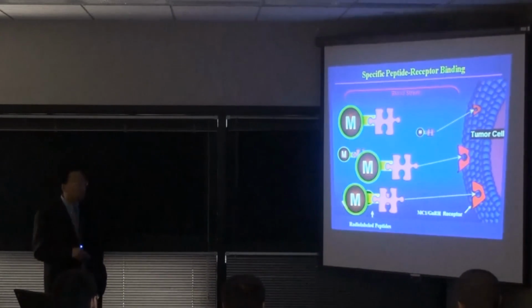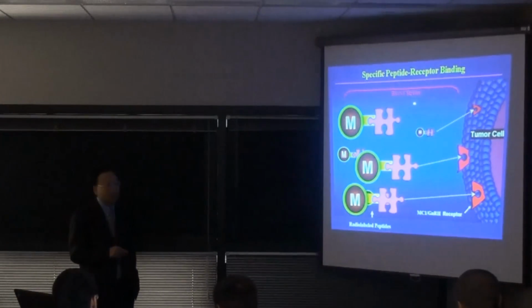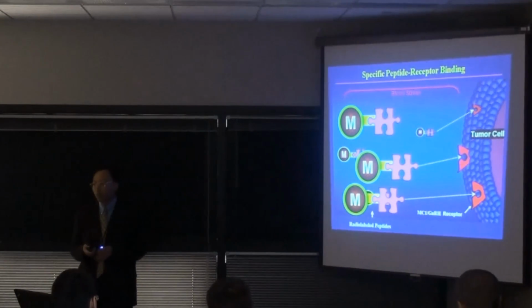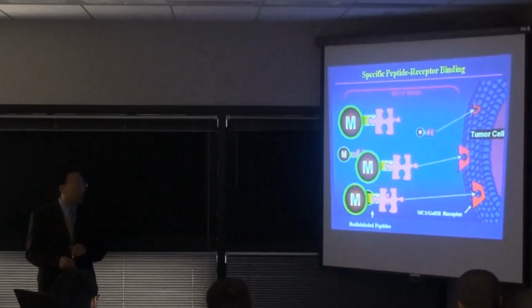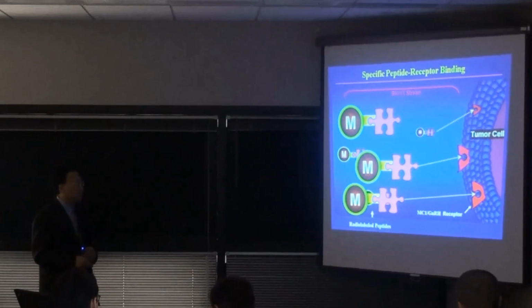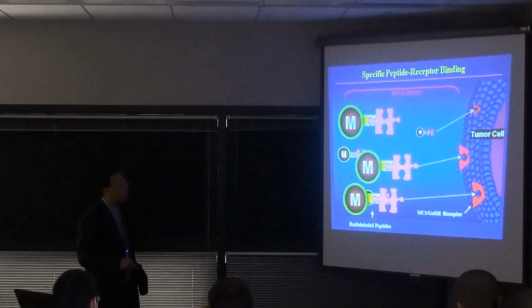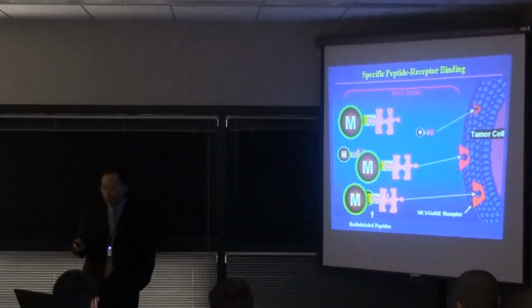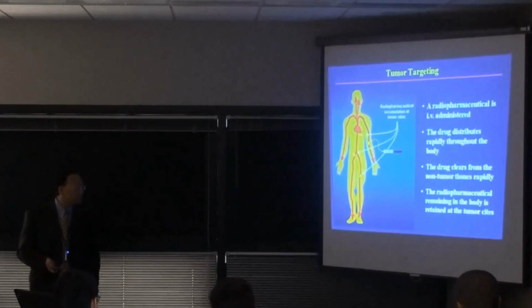Once you inject the radiolabeled peptide into the bloodstream, through the blood circulation, the peptide can specifically find the receptors on the cell surface and bind there. The radiolabeled peptide can then generate signals for SPECT and PET imaging.